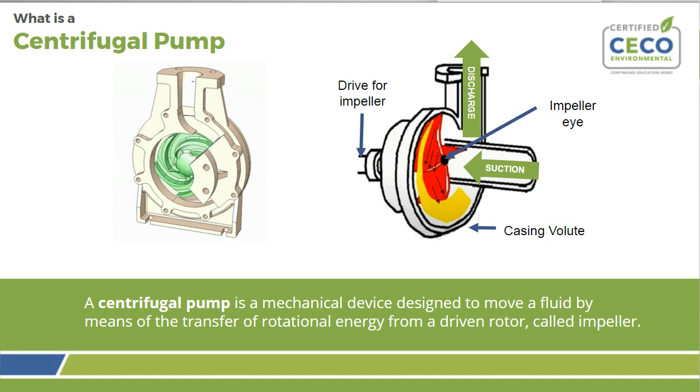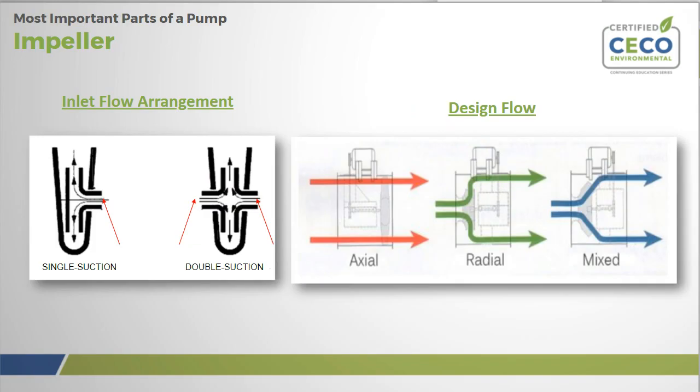Next, we're going to be moving on to the most important parts of a pump. The focus here is going to be on the casing and the impeller. So centrifugal pumps basically consist of a stationary pump casing and an impeller mounted on a rotating shaft. The pump casing provides the pressure boundary for the pump and contains channels to properly direct the suction and discharge flow. We're going to start with the impeller.